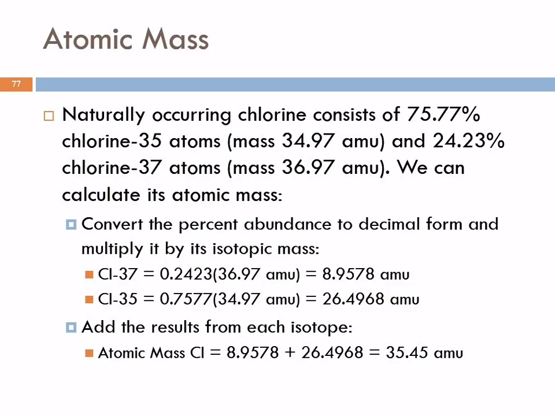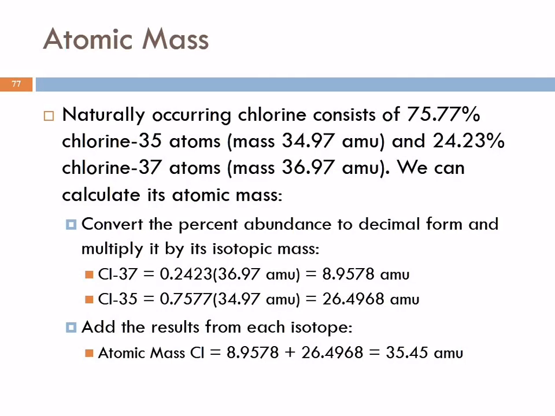So to calculate the weighted average, we take those percent abundances and convert them to decimal form. So 75.77% becomes 0.7577. We're just dividing by 100. And 24.23% becomes 0.2423. So you take the decimal abundance and multiply it by the mass, and you'll get a number. And you take the decimal abundance and multiply by the mass of the other isotope, and you get another number, and you add those two together, and that gives you the average mass of chlorine.